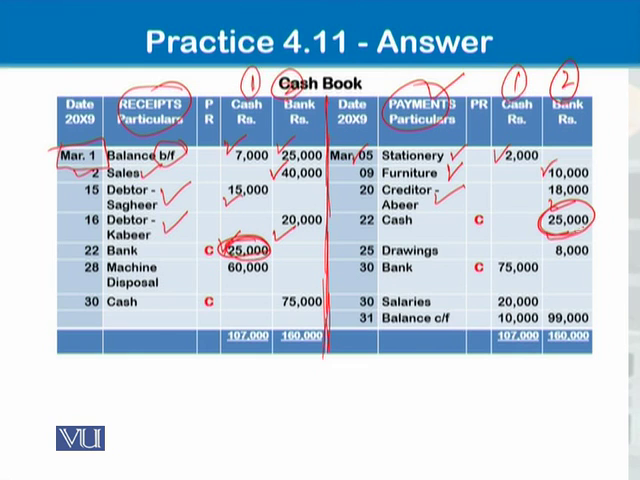Okay, this 25,000. You see we have written C for contra over here. Why? Because a transaction which is written on both sides of the cash book, one in the cash column and the second in the bank column, is known as a contra entry. Okay, so this 25,000 is a contra entry.